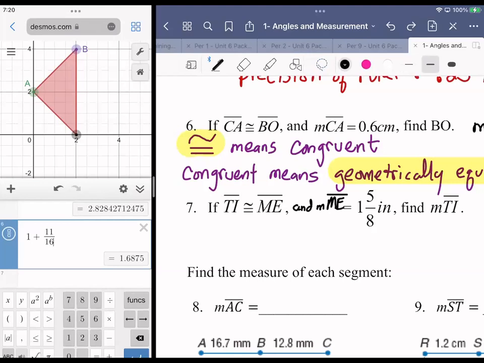So in number 7, it says TI is congruent to ME, and we know that the measure of side ME, or segment ME, is 1 5/8. So the measure of TI is going to be 1 5/8 inches.